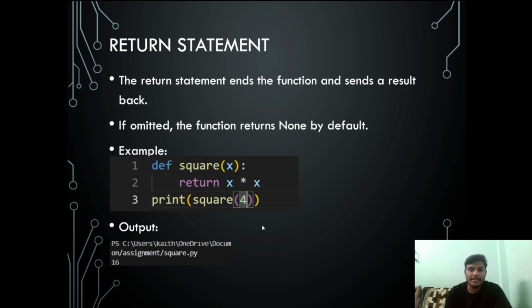Next, we have the return statement. The return statement is used to send a result back from a function. When Python reaches return, it exits the function. If no return is used, the function returns None by default. Example, def square(num), return num * num. This will return the square of the number which is given.